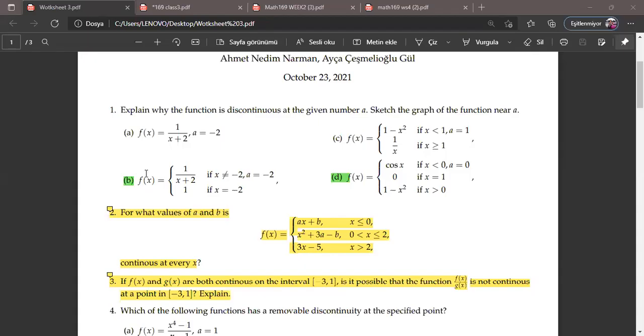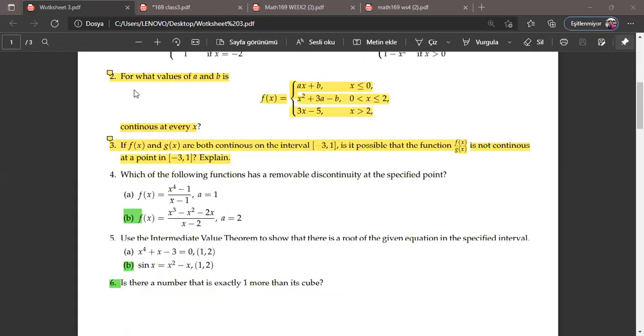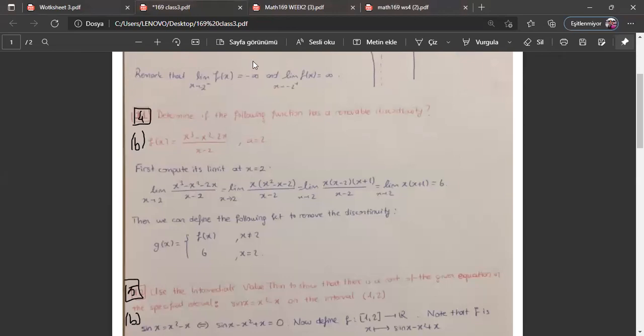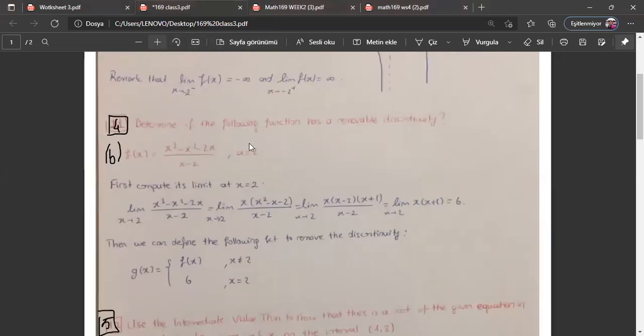All right, we're done with the first question. As I said before, these were in the second worksheet. So what about this part? Let's solve that. We will determine if the given function, this f of x, has a removable discontinuity or not at the given point a, right? Which is 2 here. So we need to first compute its limits, okay?